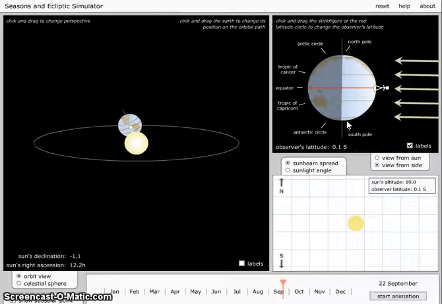What is the sun's altitude? The sun's altitude is over here. It says 89 degrees. It's 89 or 90. It's basically straight overhead. Look at your sunbeam spread. It's circular.